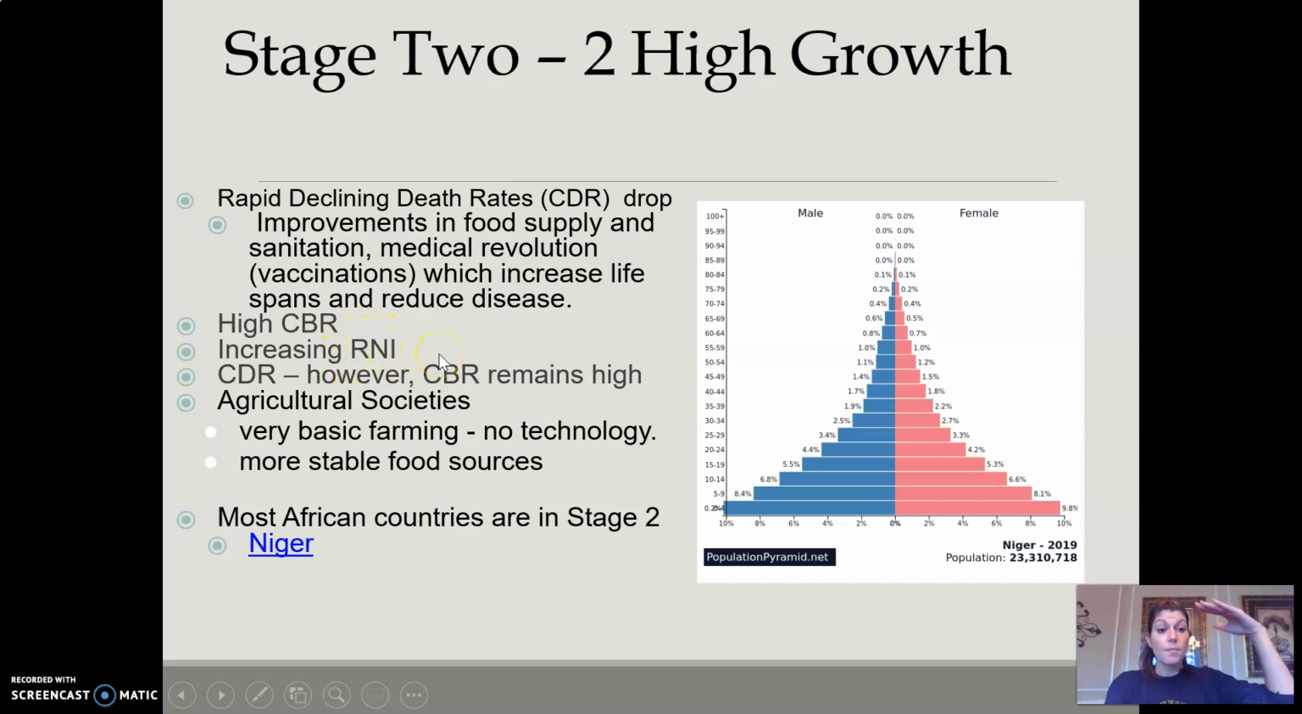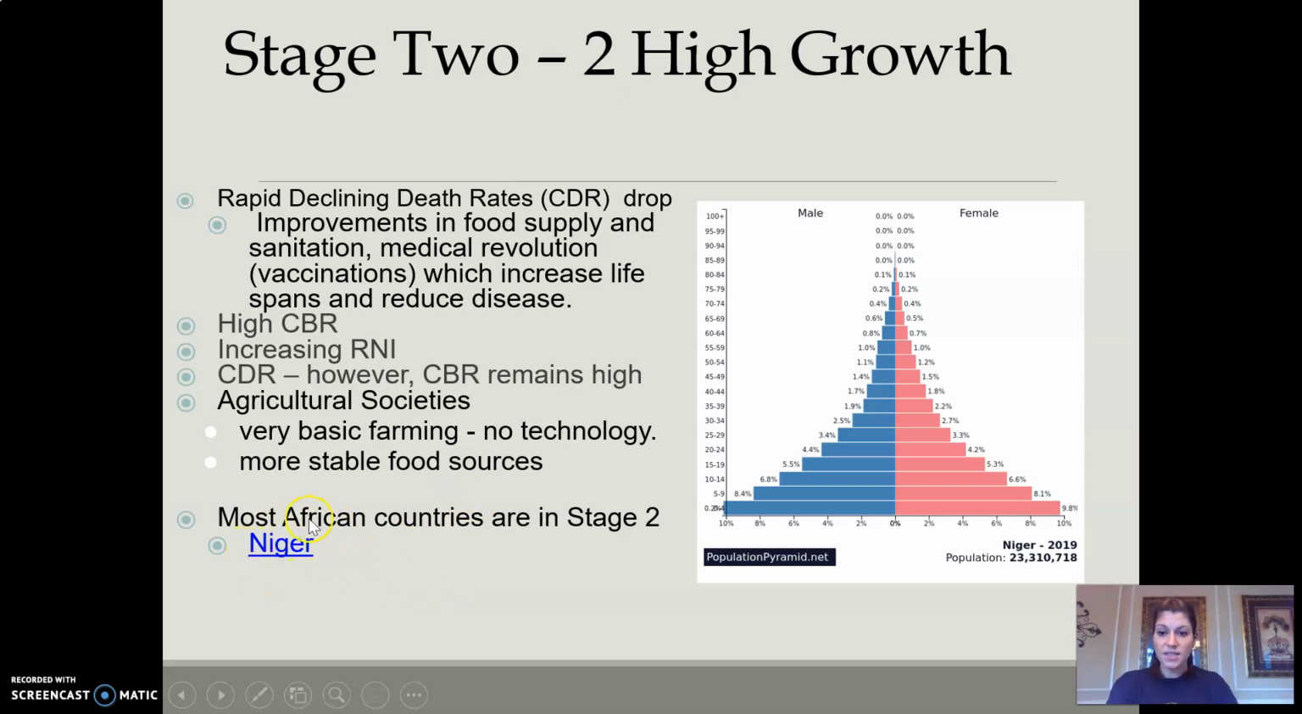As I said, death rates drop, birth rates remain high, natural increase rate expands. So this is where we see the largest growth. And again, they're agriculturally based societies. They're very basic farming, with limited to no technology in terms of the machinery that you'll see as a country develops more commercialized farming, and then there's a more stable food source. Most African countries, or sub-Saharan African countries, are in stage 2.